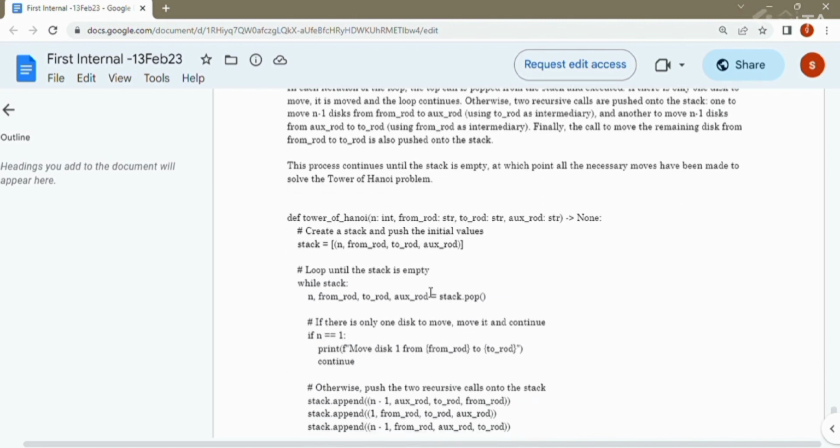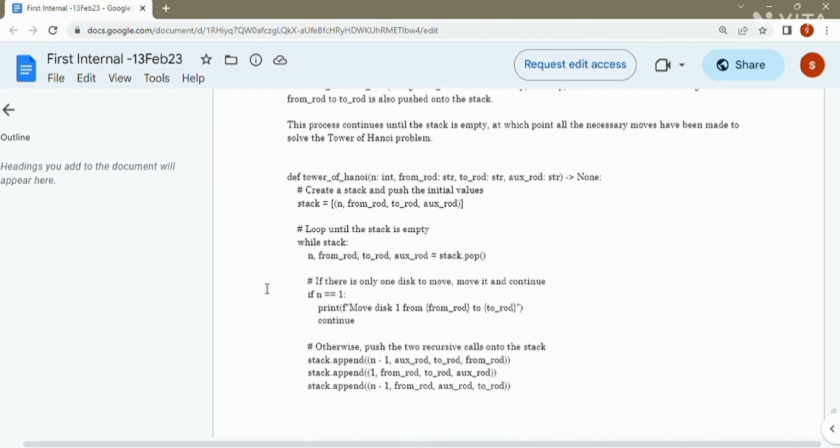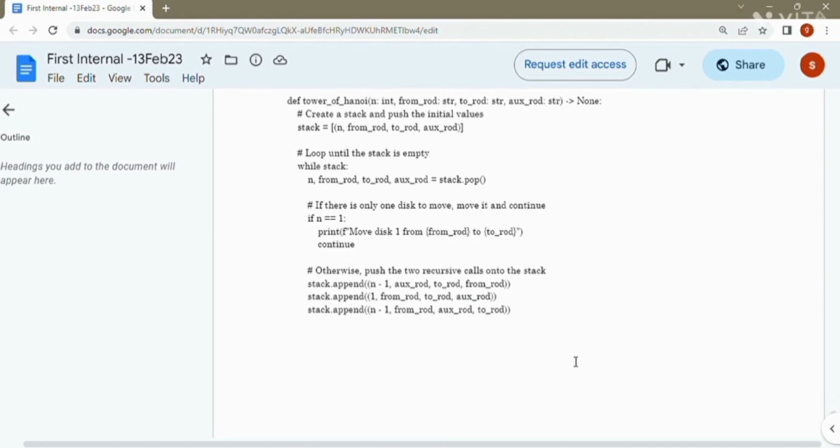Following is the algorithm for the Tower of Hanoi problem. It has a function Tower of Hanoi which creates a stack and pushes the initial values. The loop works until the stack is empty. If there is only one disk, move it and continue. Otherwise, push the two recursive calls onto the stack.